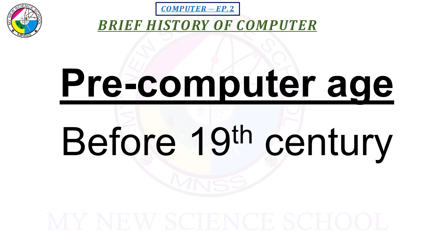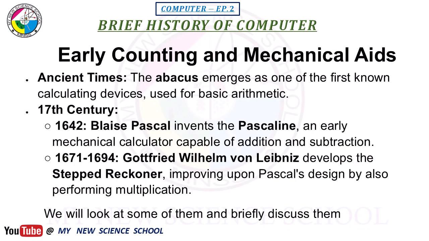The earlier inventions that led to the computer today are not actual computers. They are calculating devices. So we see something like the abacus. Early counting devices and mechanical aids include the abacus. The first calculating device was the abacus. Then Blaise Pascal also invented another machine called the Pascaline machine, which is also another calculating device. Now let's see them one by one.